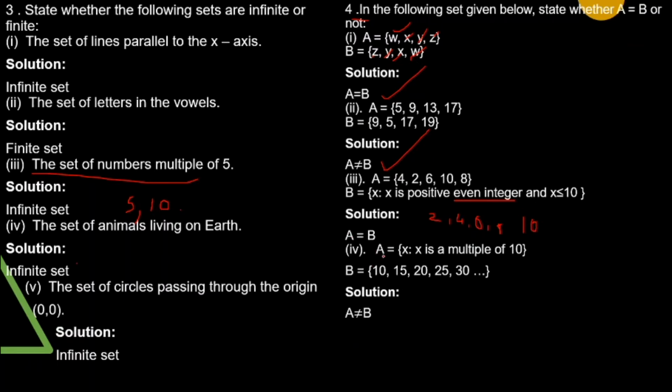Next, fourth one. A is the set of all x such that x is a multiple of 10. So B is 10, 15, 20. See, 15 is not a multiple of 10, 25 is not a multiple of 10. So A is not equal to B.